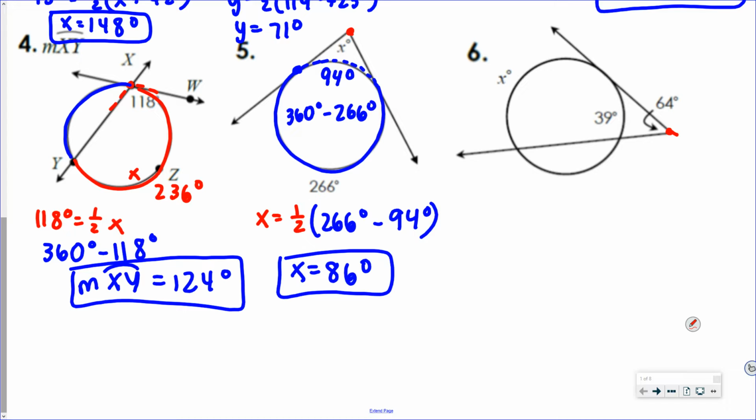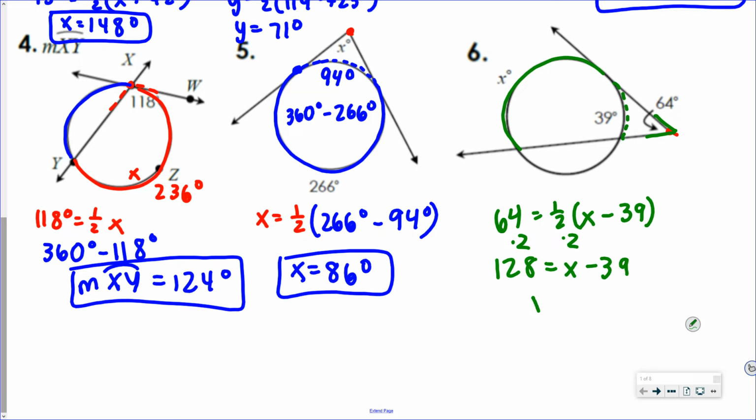All right, this one, same thing. The only difference with this one is I know the angle that's formed, 64, and this one has a secant line and a tangent line, but the rule's the same if it intersects outside. It's 1/2 big arc, which is x, minus little arc, which is 39. Times both sides by 2. Add over 39. I got 167 degrees for x.